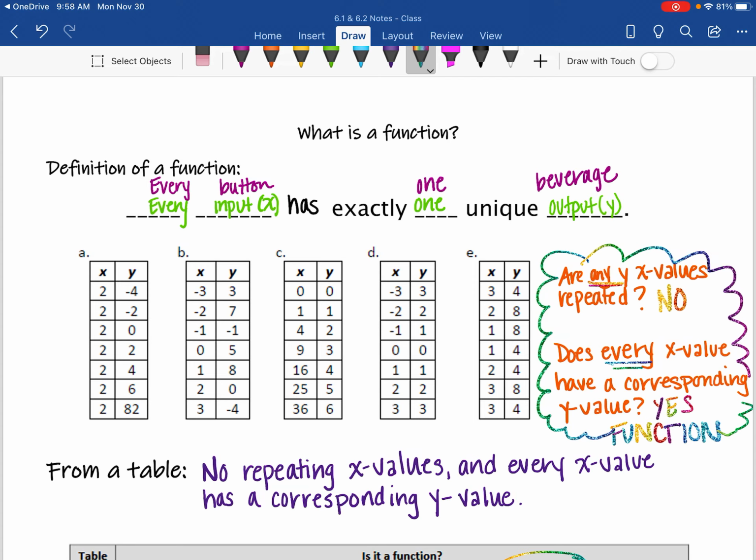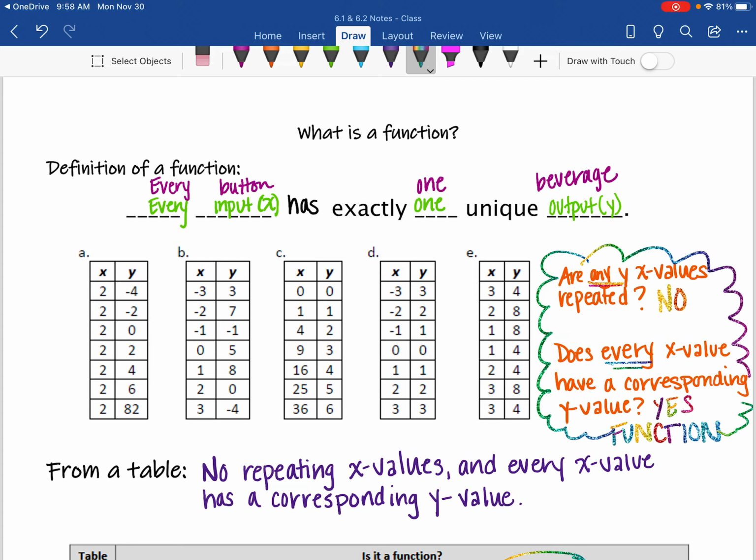Okay, and just so that you know what it would look like, if we look at table A, if there were no y value associated with an x value, your table would look like this. You would have a dash instead of a number. We don't have any examples like that in our notes today, but you could see it in the future.